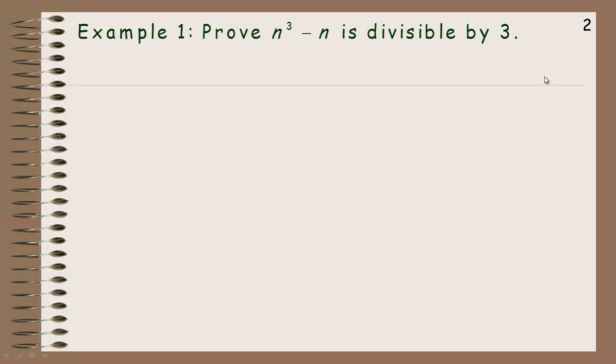Now, if it doesn't state a particular range for n, then we will assume that this starts at n equals 1 and continues upward. So the first step is to show that it's true for 1. If we put 1 in place of n, 1 cubed minus 1, we're supposed to just show that's divisible by 3. And of course it is. That's equal to 0, and 0 certainly is divisible by 3.